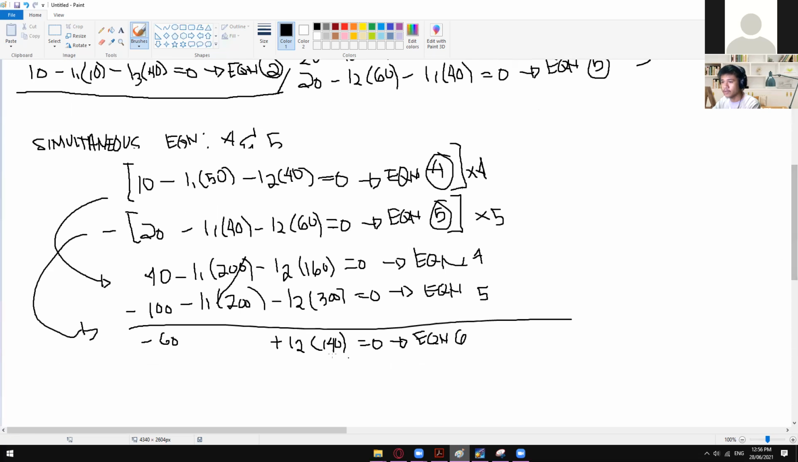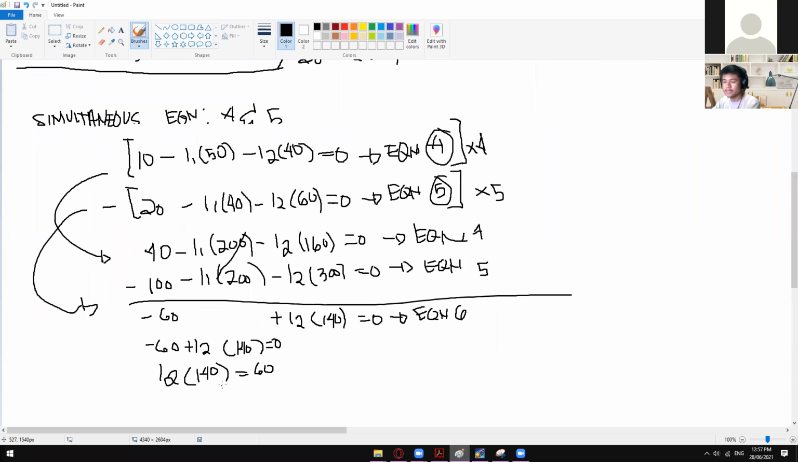Okay, and then in this equation number 6, we can now solve for the value of your I2 since we now have only one unknown. So this one will become negative 60 plus I2 times 140 is equal to 0. Just transpose this negative to the other side. So it will give us I2 times 140 is equal to 60. Then simplify this a little bit more by putting this on the other side. So I2 is equal to 60 divided by 140.